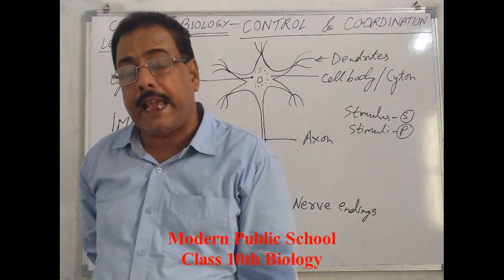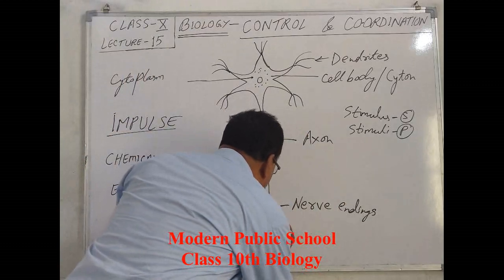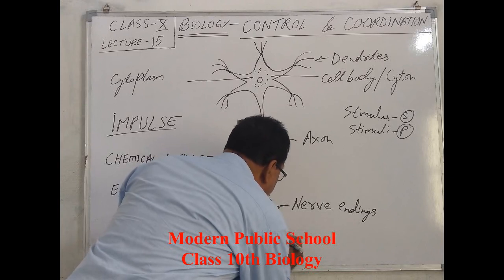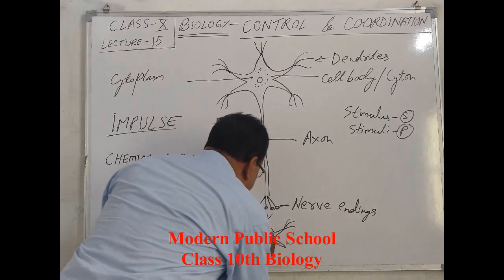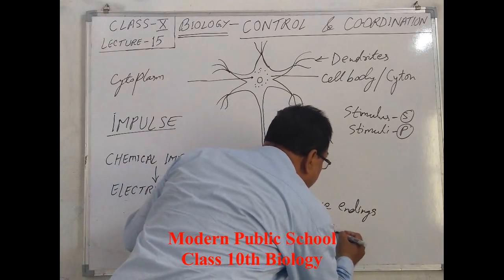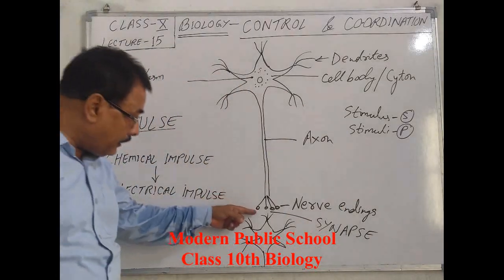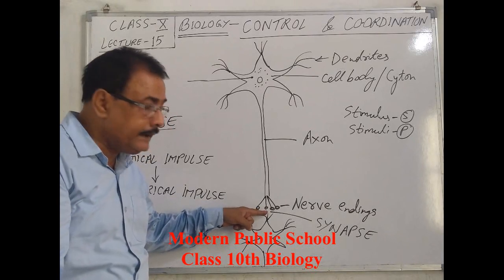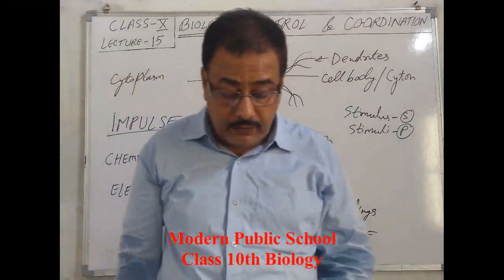These chemicals cross the gap or synapse. Why is there a gap here? Because the next neuron is present here. A slight gap is present, and this slight gap is termed the synapse. The chemical crosses the gap and is received at the tip of the next dendrite of another neuron.